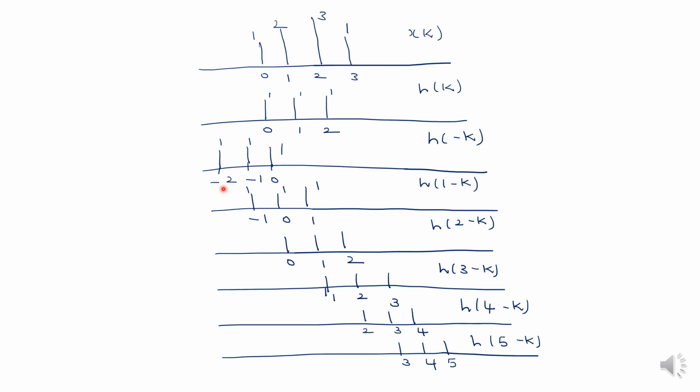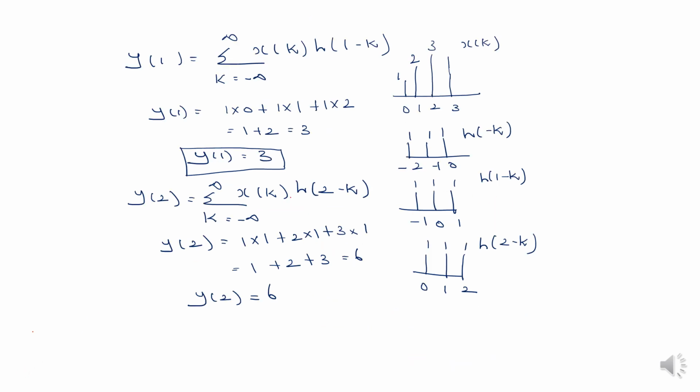If I push this along 1 unit towards the positive side, I will arrive at the value of h of 1 minus k. So I have pushed h of minus k by 1 unit towards the positive side. Hence, h of 1 minus k is computed. It starts from k is equal to minus 1. Hope this is clear. So for k is equal to minus 1, the value is 1, and every single unit is shifted by 1 unit to the other side. Hence, we have arrived at h of 1 minus k.